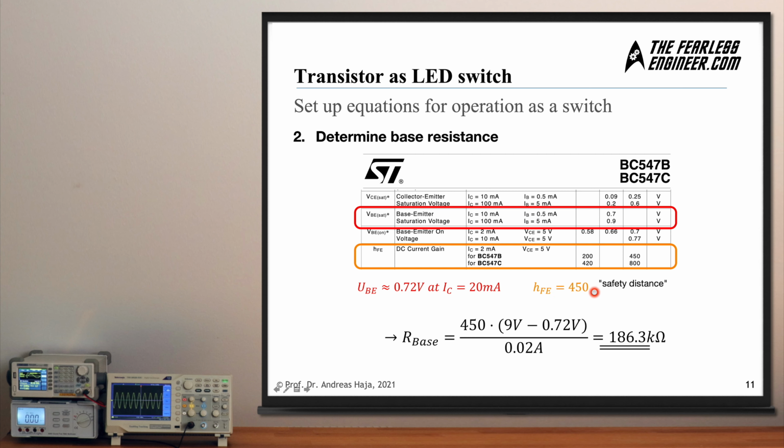And in order to introduce a safety margin, we set it to 450, which is the upper end of the spectrum given by this data sheet here. And if we insert these values, what we get is a base resistor of 186.3 kilo ohms, which we need to adjust our equation to in order to get the desired behavior.